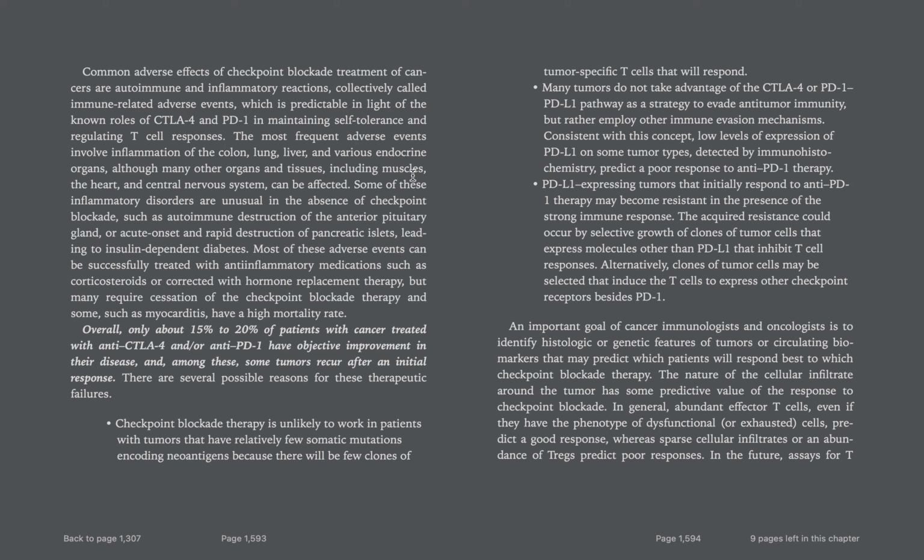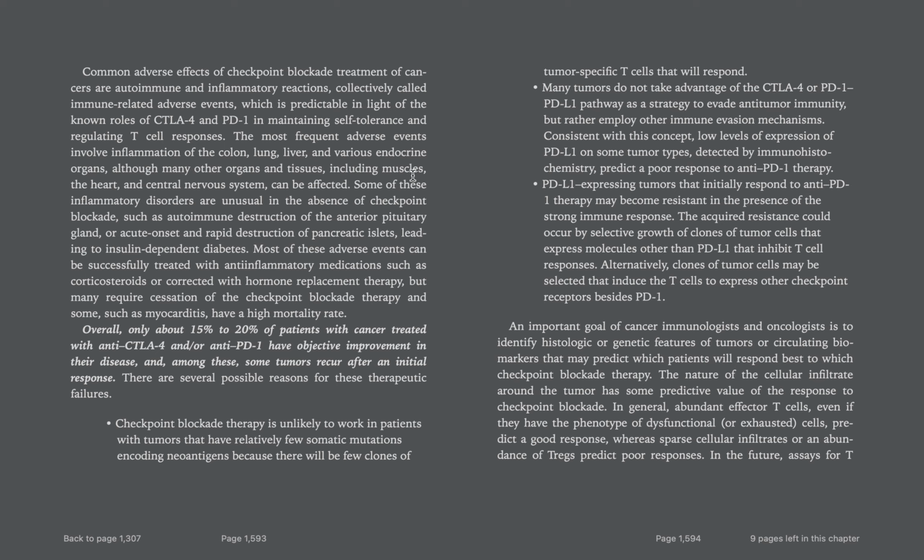There are several possible reasons for this therapy failure. The first one: checkpoint blockade therapy is unlikely to work in patients with tumors that have relatively few somatic mutations encoding neoantigens, because there will be few clones of tumor-specific T cells that will respond. Many tumors do not take advantage of the CTLA4 and PD-1 pathways as a strategy to evade anti-tumor immunity, but rather employ other immune evasion mechanisms, consistent with the concept that low levels of PD-1 ligand expression on some tumor types, detected by immunohistochemistry, predict poor response to anti-PD-1 therapy.